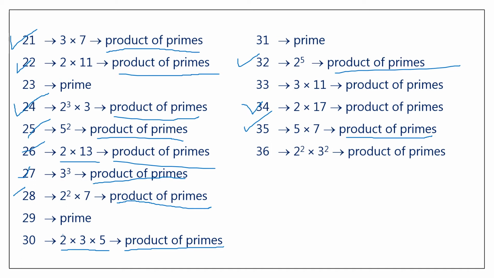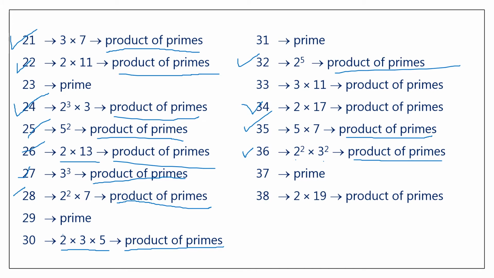Coming to 36, it is a composite number. You can write this as 2 square into 3 square. 2 square is 4 and 3 square is 9. 4 into 9 is 36. Here the primes involved are 2 and 3. Therefore 36 can be expressed as a product of primes. 37 is a prime number.